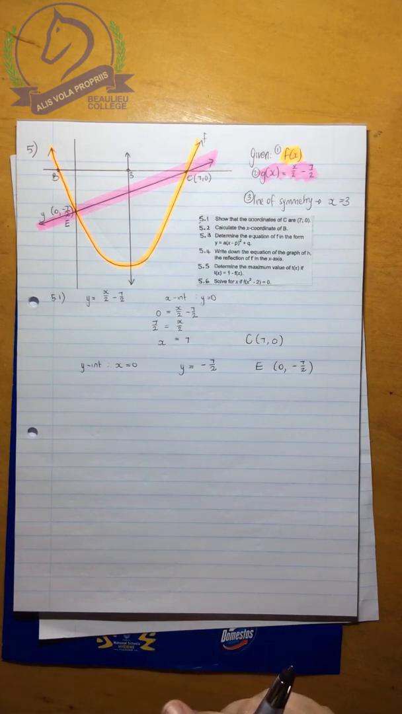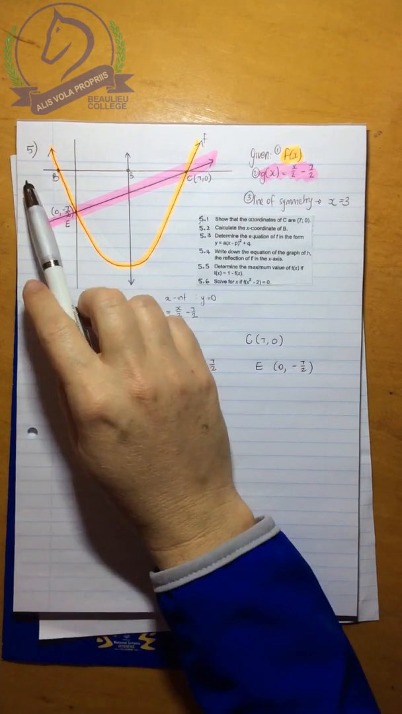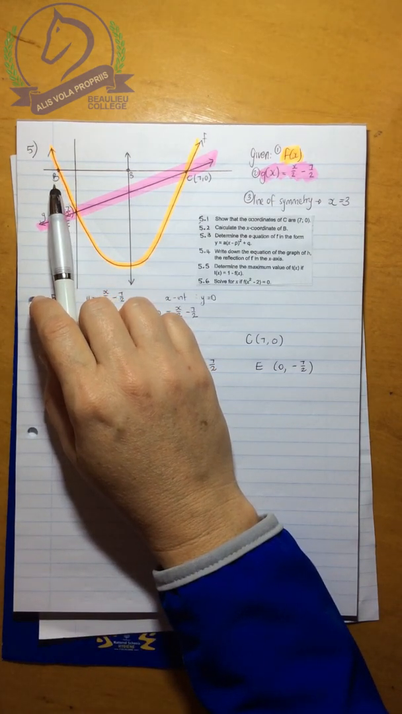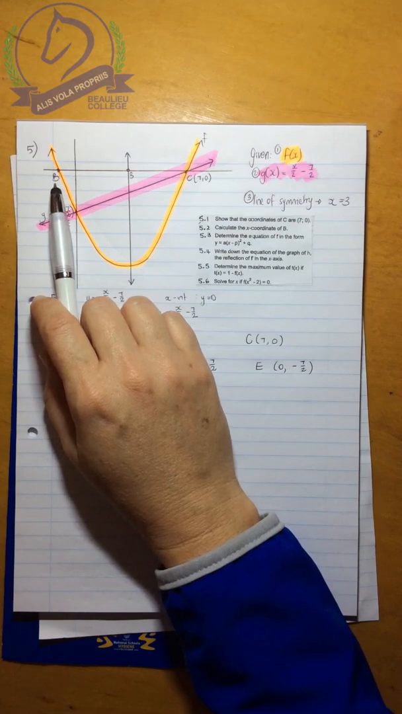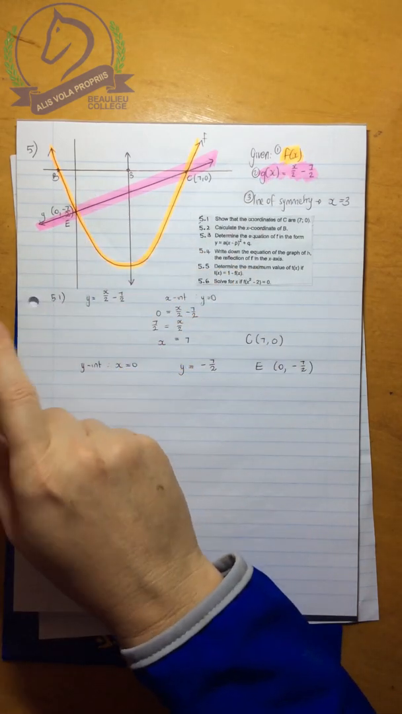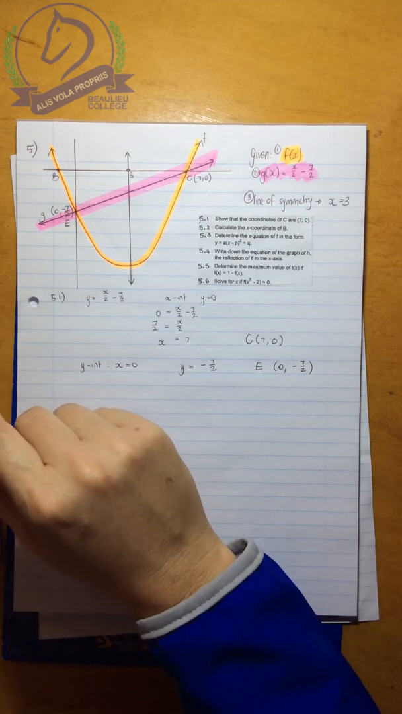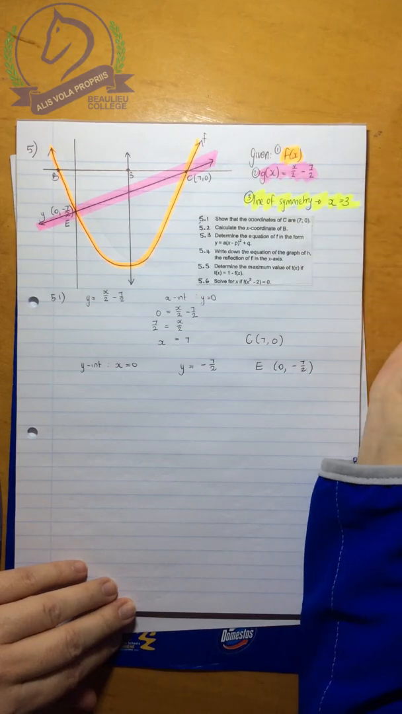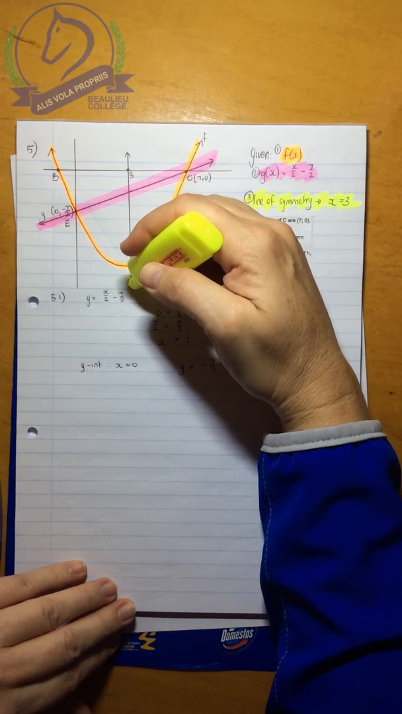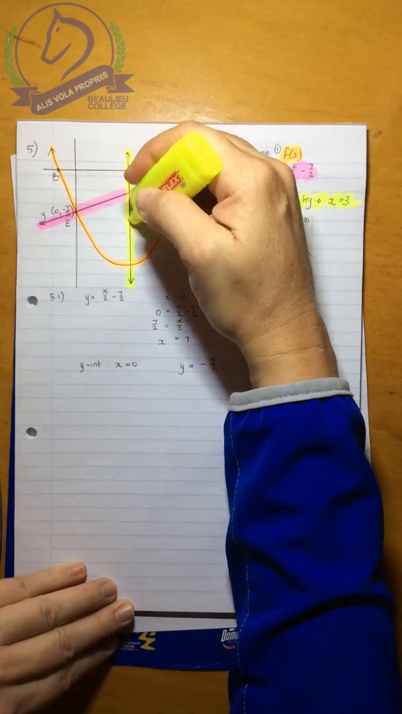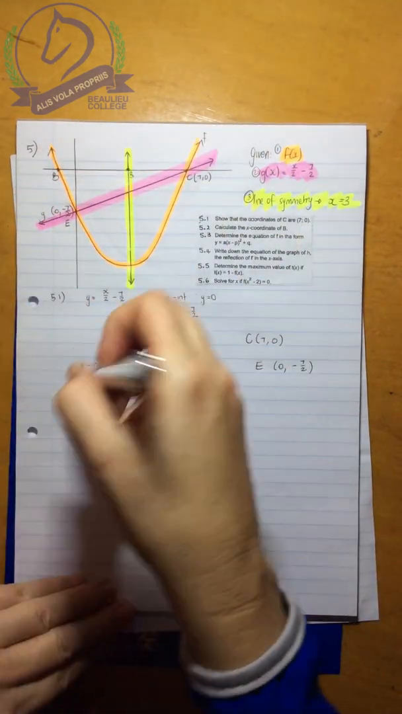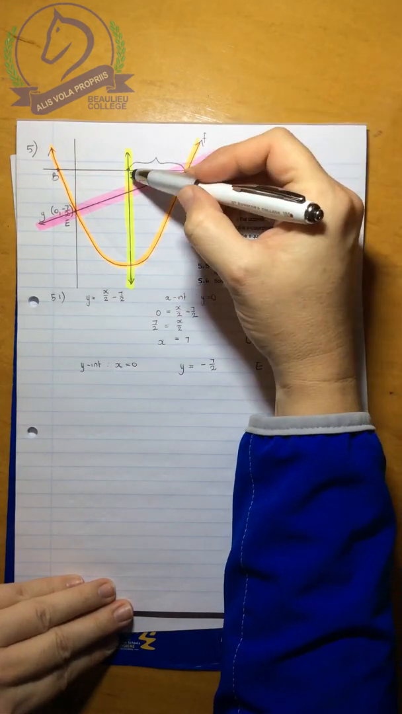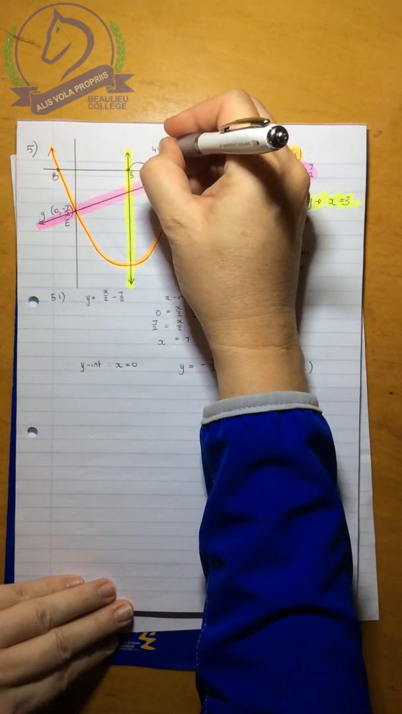So the next question, they asked me to find out the coordinates of the second x-intercept, which is B. But I don't have enough information at this stage. Another crucial bit that they gave you is that they told you that the line of symmetry is x equal to 3, which means that from the midpoint to the right-hand side, which is 3 to 7, is 4 units.